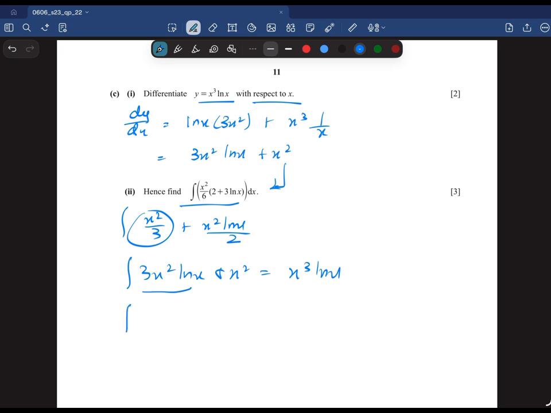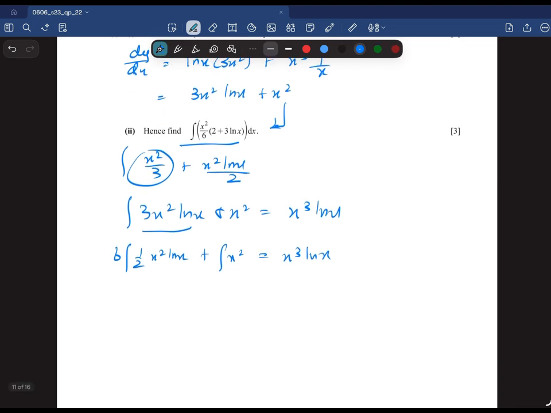That'll be 6, and 1 upon 2 x squared ln x, plus the integral of x squared, is equal to x cubed ln x. And there you go. Almost there. x squared ln x is equal to x cubed ln x. The integral of x squared we'll just take to this side and it'll become negative x cubed upon 3.